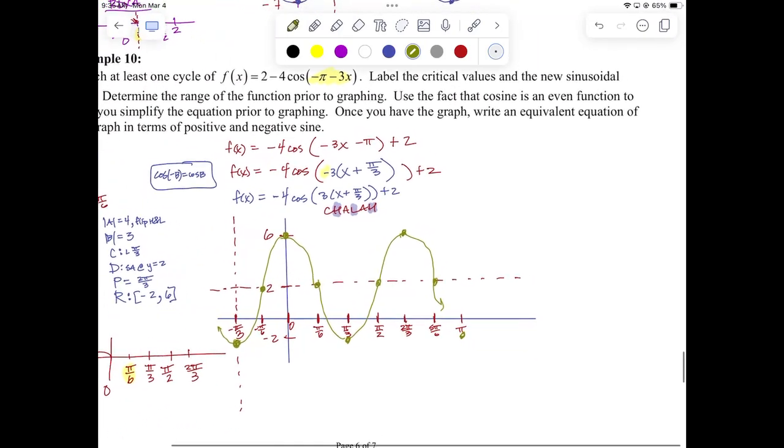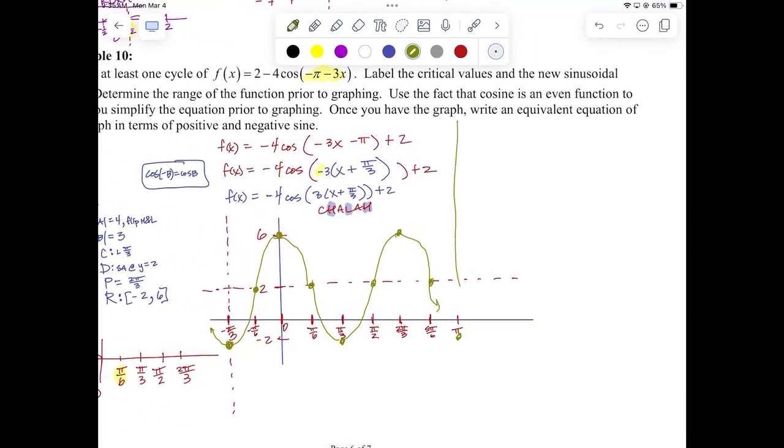It says in terms of positive and negative sine. So here's positive sine. We get f of x equals positive 4 sine. The b value is still 3. The only difference is now it's x plus or minus something different, and it's still plus 2. So as you've seen, we've been doing the same thing.